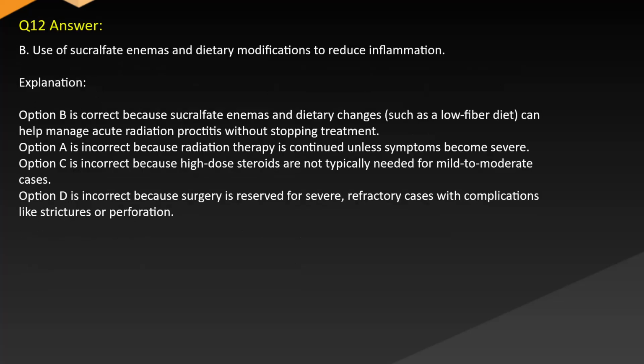Answer: B. Use of sucralfate enemas and dietary modifications to reduce inflammation. Explanation: Option B is correct because sucralfate enemas and dietary changes, such as a low-fiber diet, can help manage acute radiation proctitis without stopping treatment.